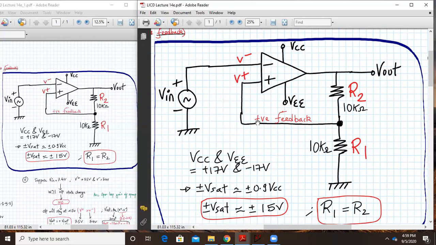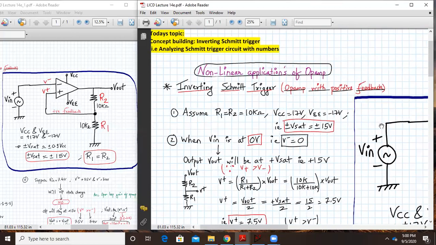So your V plus is this. V plus we can write in terms of V out very easily, and we have resistors R1 and R2 connected as a potential divider, and the op-amp is powered with plus or minus VCC. Now, if VCC is plus or minus 17, let's say, then normally we consider plus or minus VSAT at 90% of VCC, so plus or minus VSAT will be nearly equal to plus or minus 15. And for our analysis, we have considered that R1 is equal to R2 is equal to 10 kilo ohm.